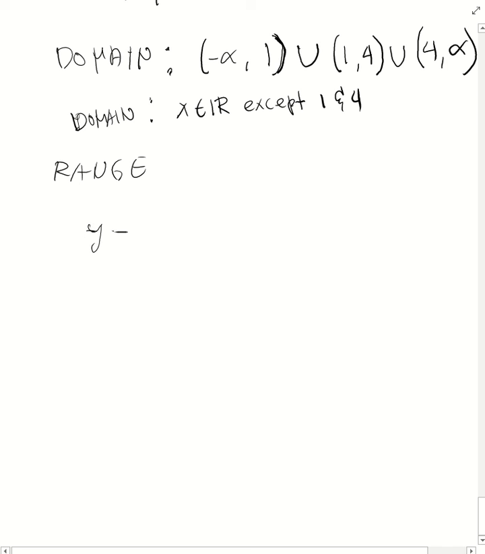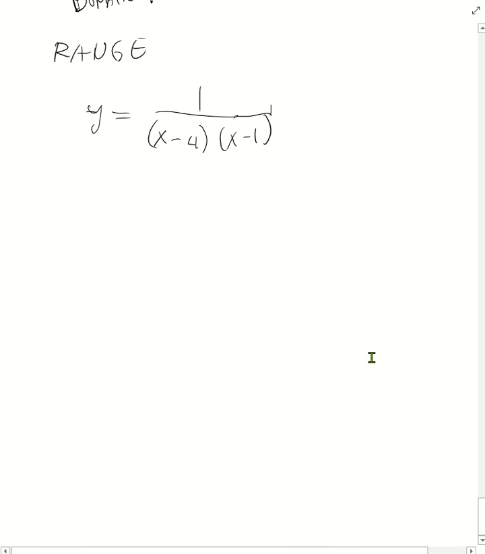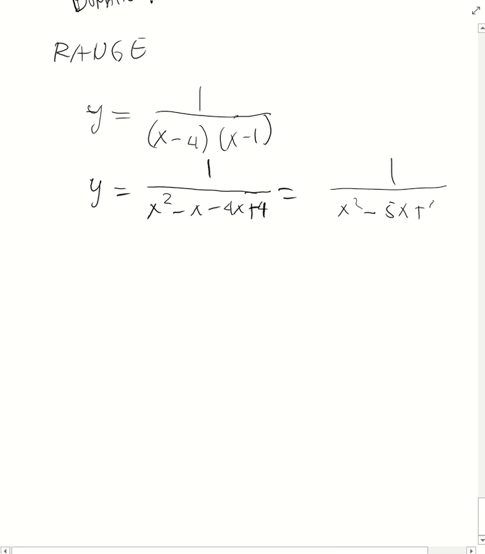So y is equal to 1 over x minus 4 times x minus 1. So let us rearrange this one. Let's make it f of y. So we need first to simplify. So we multiply the denominator. x times x, x squared, x times negative 1, negative x, negative 4 times negative x, plus 4x, plus negative 4 times negative 1, plus 4. Then simplify further. This is 1 over x squared minus 5x plus 4.